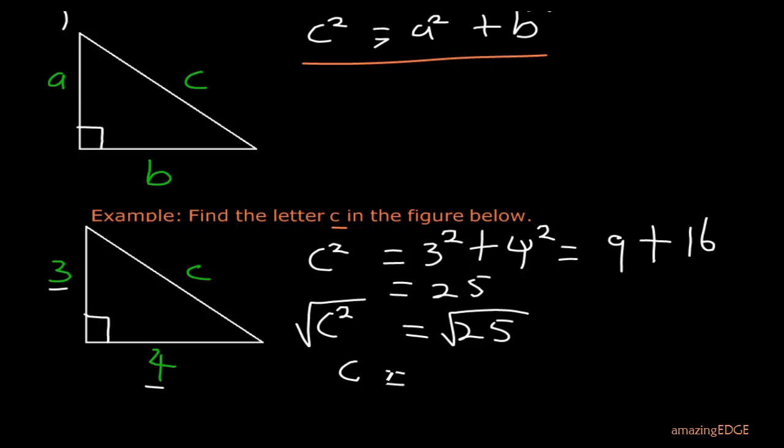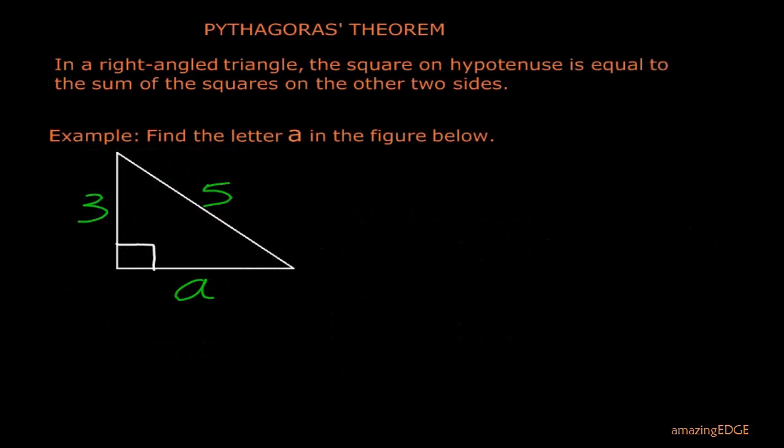But we are dealing with the side of a triangle, so we are looking for the length of something. The length cannot be negative, so that means we are going to take the positive value. So C will be equal to 5. In a couple of videos now, we'll be looking at so many things that we can do with the Pythagoras theorem.